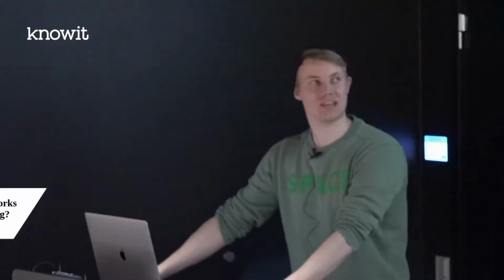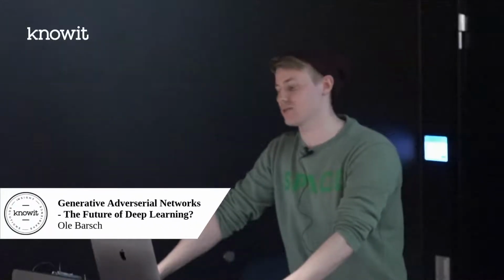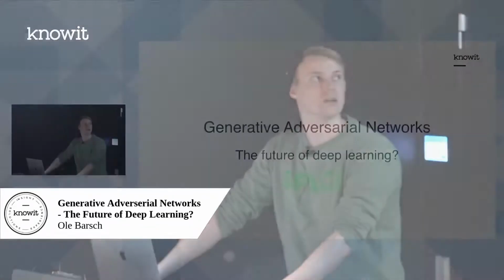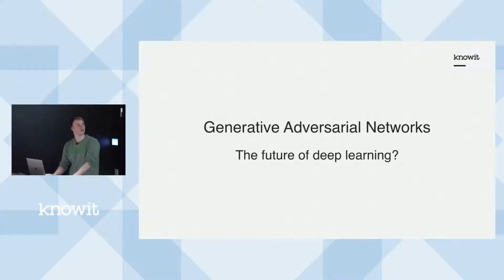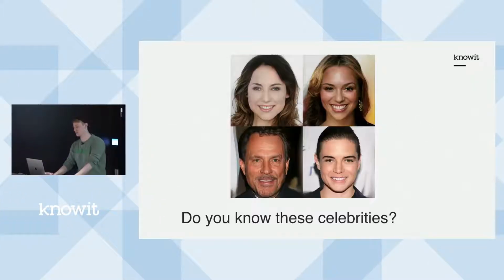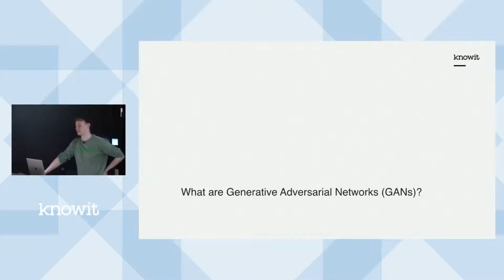So I'm talking about generative adversarial networks, what they are, and how they work, and could they possibly be the future of deep learning? But first, I have a short question. Have you seen any of these people before? Chances are you haven't, as all of these images are generated. These are not real people. But how are they generated, and what are generative adversarial networks?